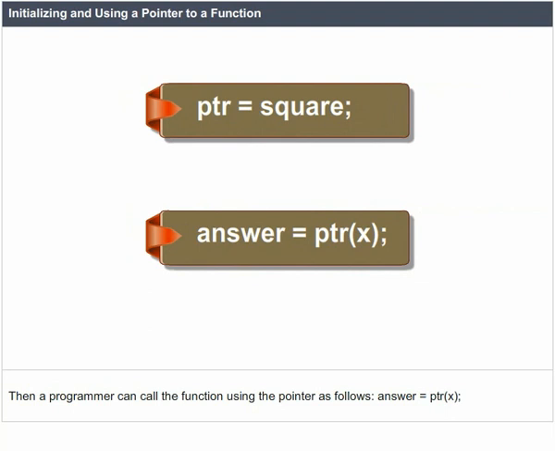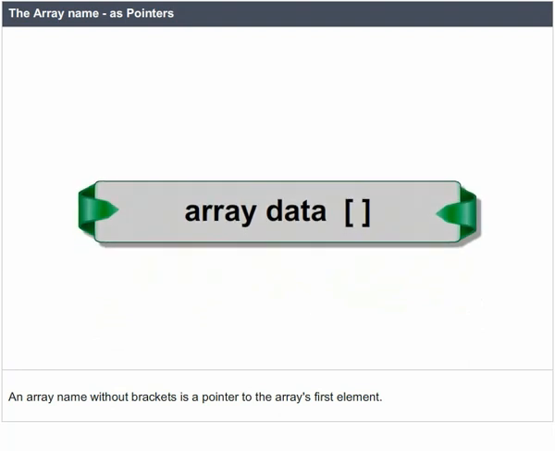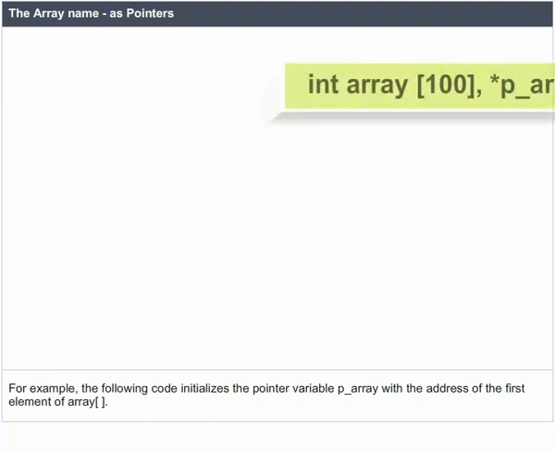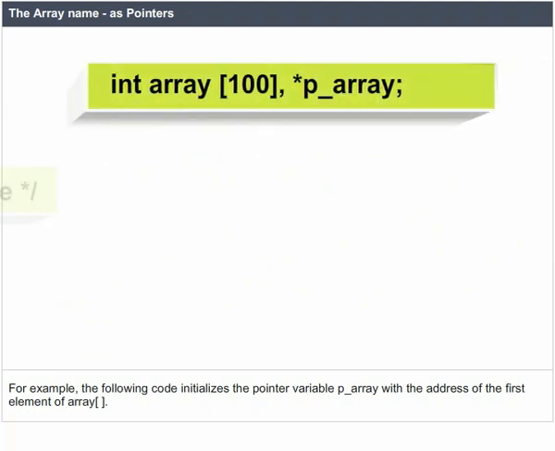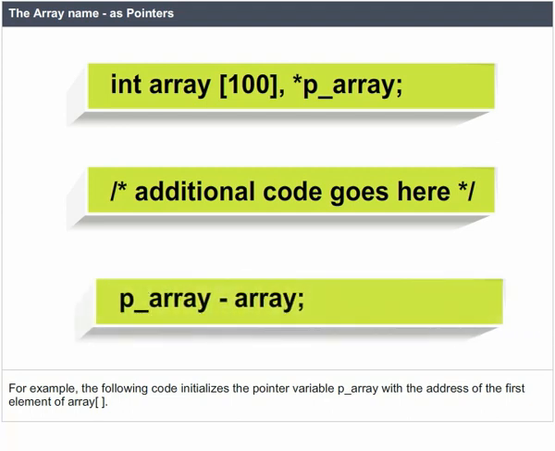The array name as a pointer. An array name without brackets is a pointer to the array's first element. Thus, if a programmer has declared an array data[], data is the address of the first array element. For example, the following code initializes the pointer variable p_array with the address of the first element of array[].